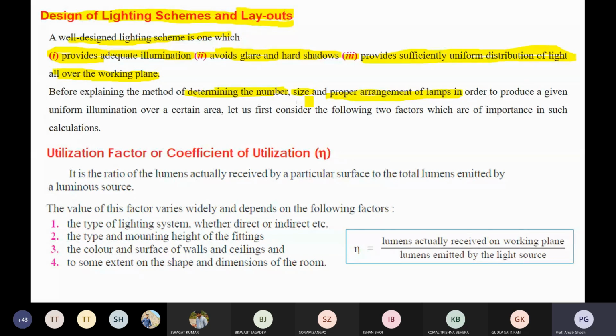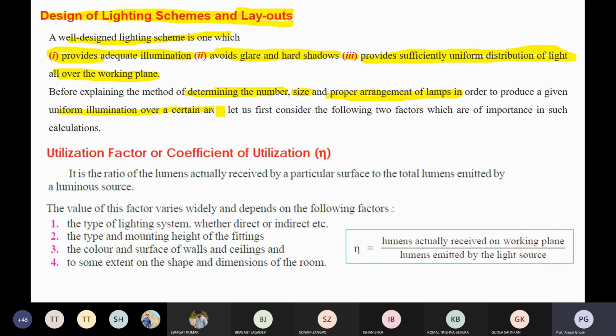That's the important points. Okay, so now another important feature is the utilization factor, or the coefficient of utilization. Utilization factor is a very common term in the power system.